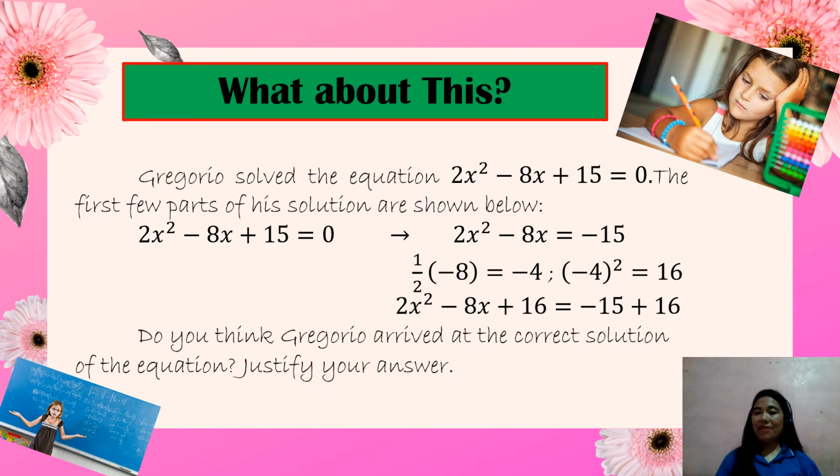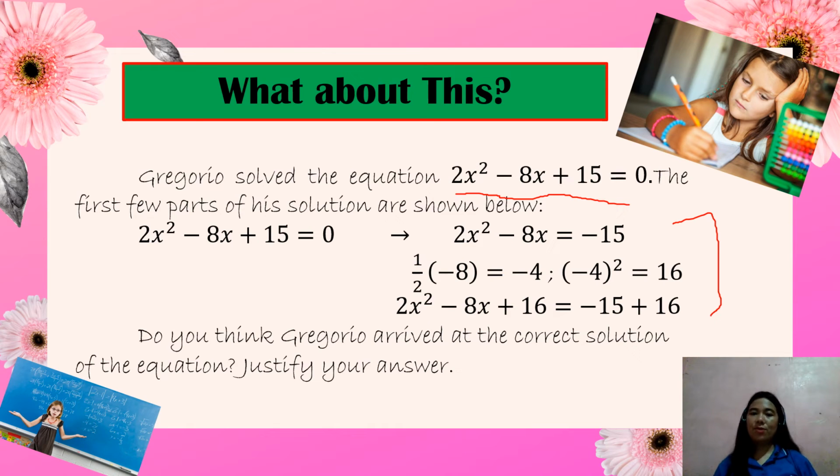Now, let's have here another problem. Gregorio solved the equation 2x squared minus 8x plus 15 equals 0. The first few parts of a solution are shown below. So, Gregorio is actually using completing the square here. So, here are the solutions. You examine that carefully. And then you answer the question, do you think Gregorio arrived at the correct solution? You need to justify your answer.